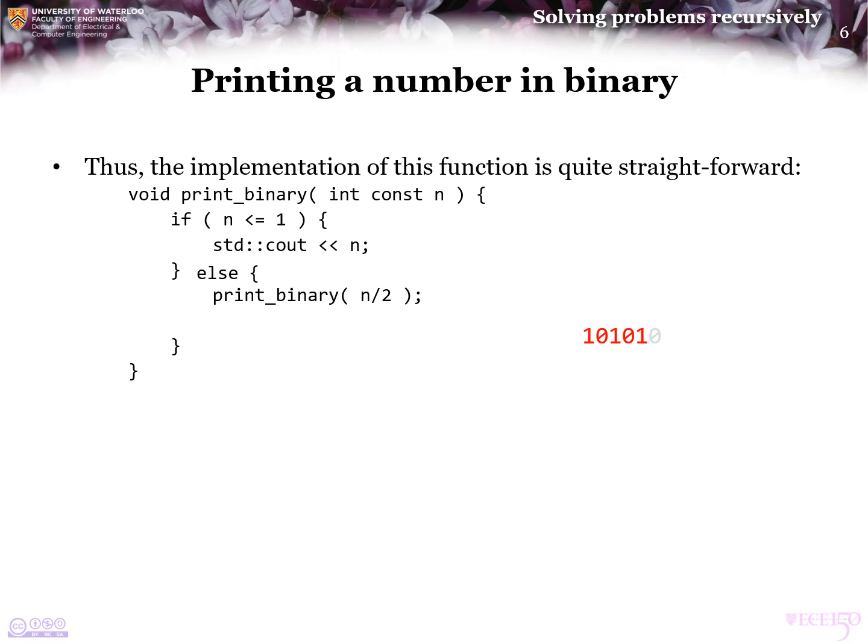Once that is complete, then we will print the last bit of 42, which can be found by calculating n modulo 2. So in this case, that will print 0 to the screen. Alright, so this is a perfectly acceptable recursive implementation of printing a binary number, or a number in binary.